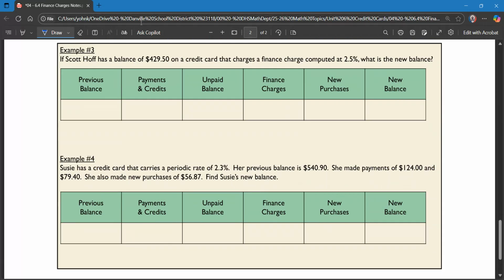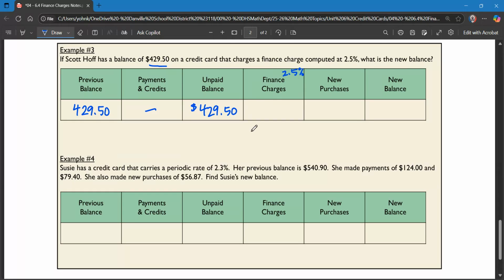If Scott Hoff has a balance of $429.50 on a credit card that charges a finance charge computed at 2.5%. That's your finance charge. What is the new balance? Okay, well, we don't have any payments or credits, so I don't have anything subtracted. So my unpaid balance is still $429.50.